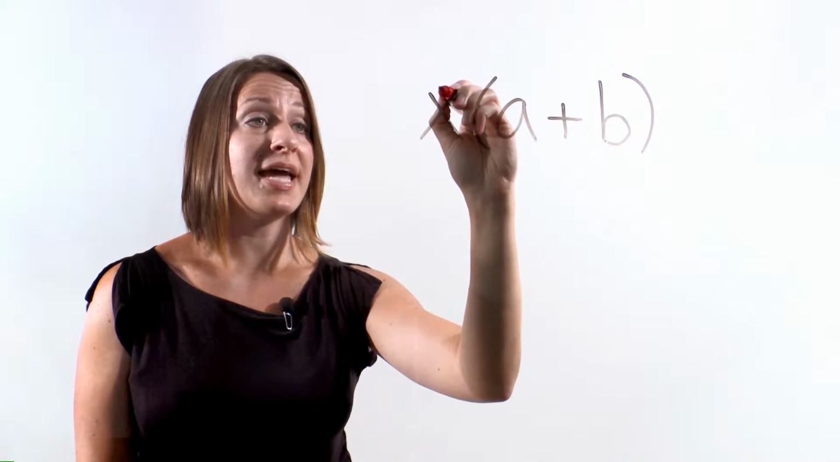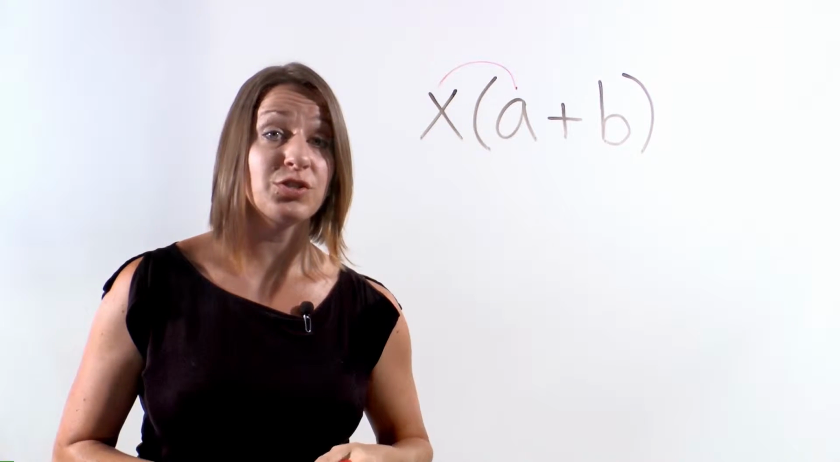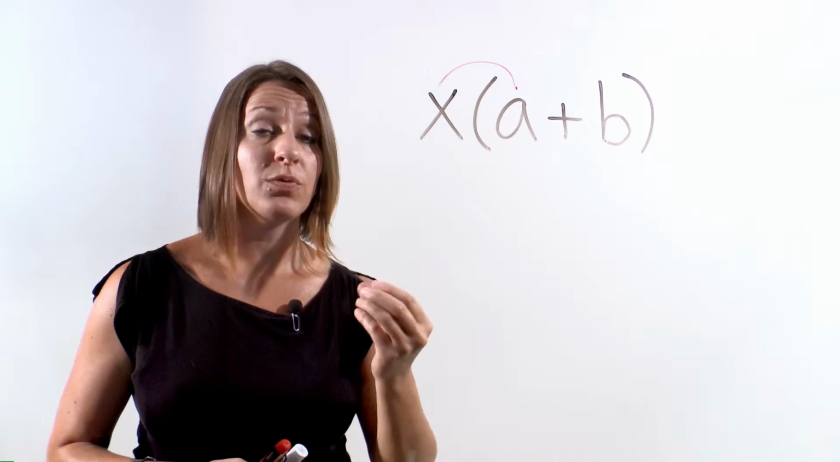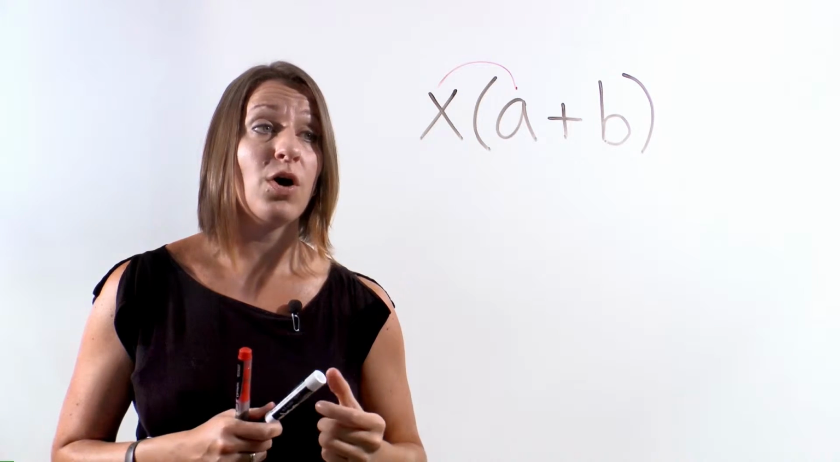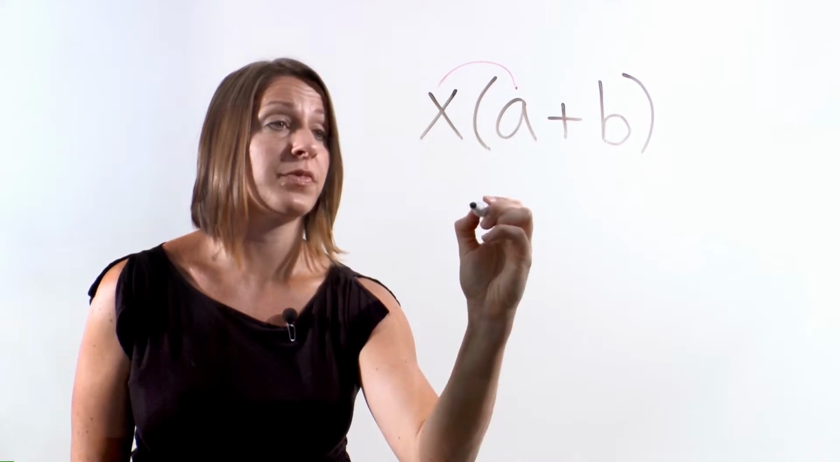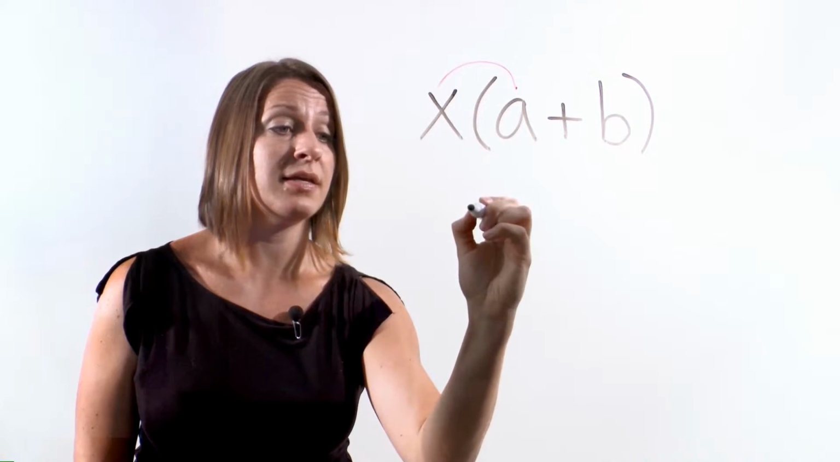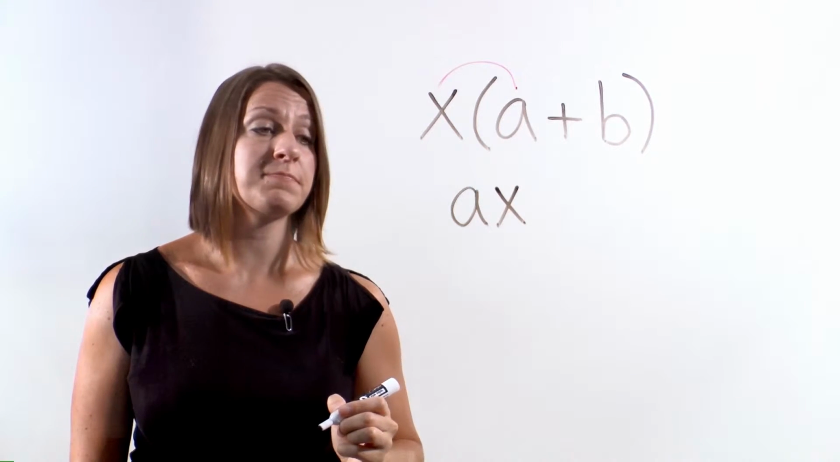We're going to multiply x times a. Because those are two variables, we can't really multiply them like we can multiply two numbers, and so all we can do is put those letters in alphabetical order. So x times a is ax.